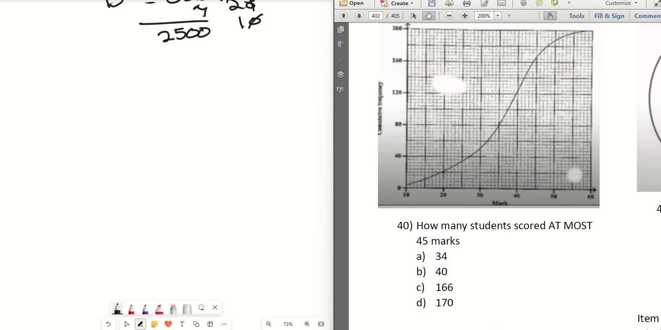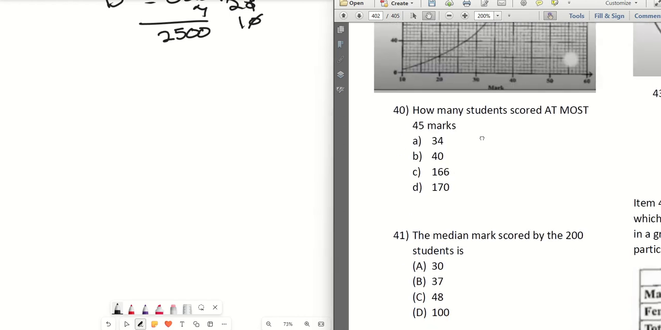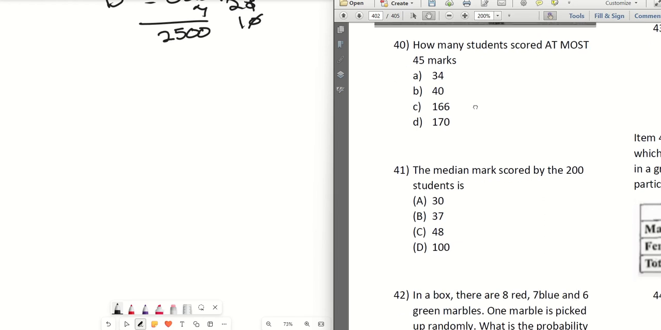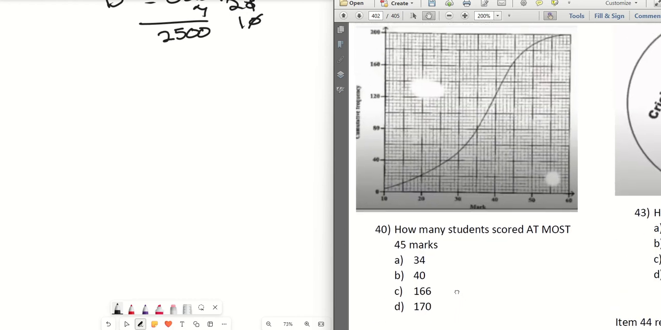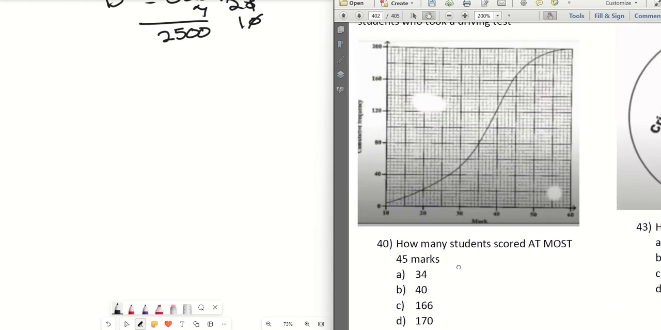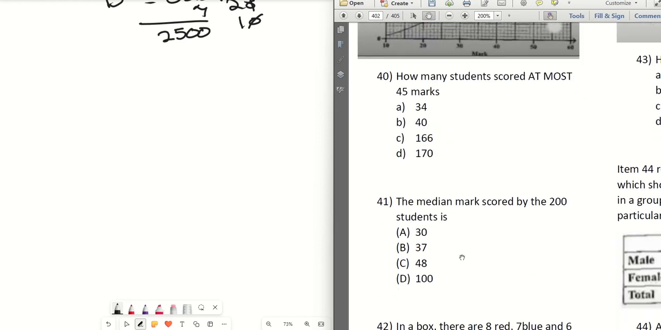Or you could have done the working out way. It's just that if you work it out, it might take a little bit of time, so you know you have to look at it. The median mark scored by the 200 students is? Median means middle. So you're going to go to the middle of 200, which is 100. So this is 20, 40, 60, 80, 100. Go across, and there you go down. That is closest to 40, a little less than 40.